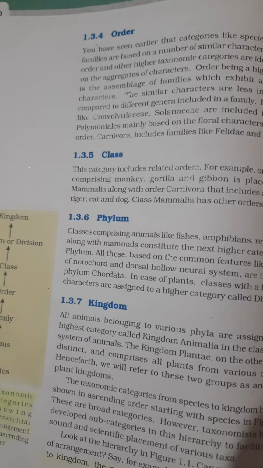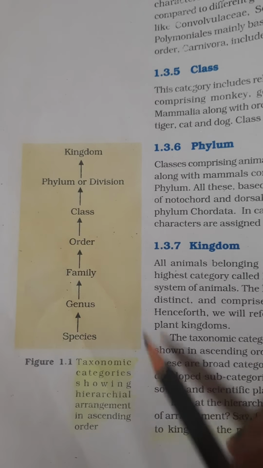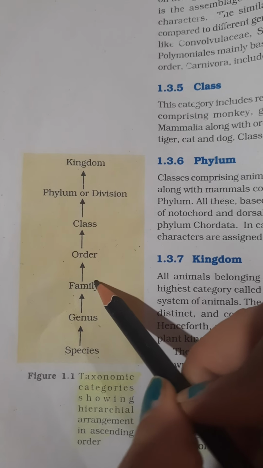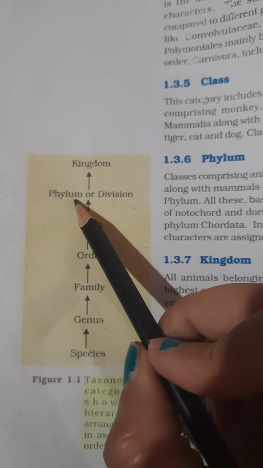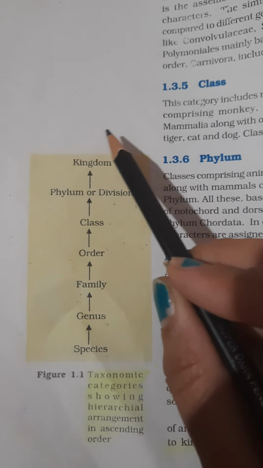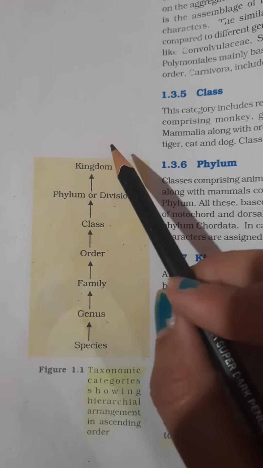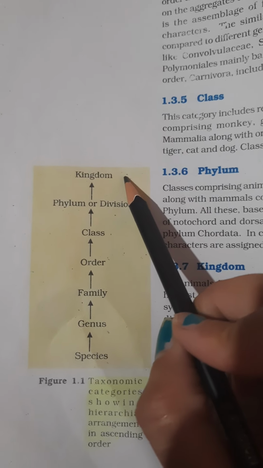So more similarities. If I show you the taxonomic categories here, it starts with species, then we go to genus, family, order, class, phylum or division. Phylum is for animals and division is for plants, and then kingdom. Kingdom is the broadest classification, the broadest unit of classification. So here the maximum differences will be there.